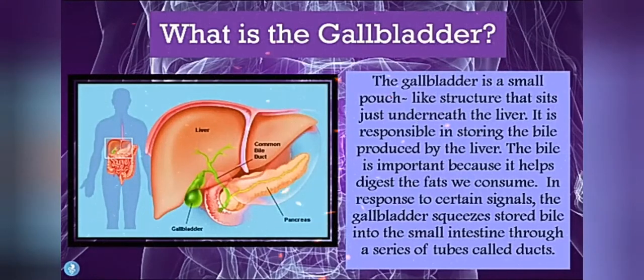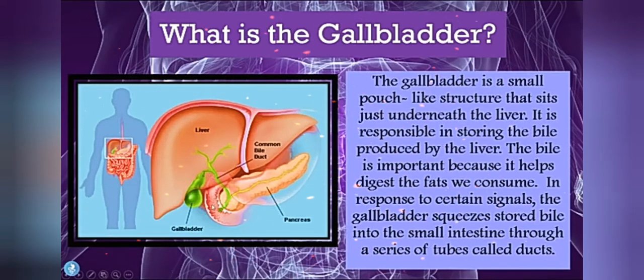The gallbladder is a small pouch-like structure that sits just underneath the liver. It is responsible for storing the bile produced by the liver. The bile is important because it helps to digest the fats we consume. In response to certain signals, the gallbladder squeezes the stored bile into the small intestine through a series of tubes called ducts. If we take a closer look at this picture on my left, we see where the gallbladder is situated here just beneath the liver. And we see these little ducts which come out of the gallbladder and join into the small intestine.